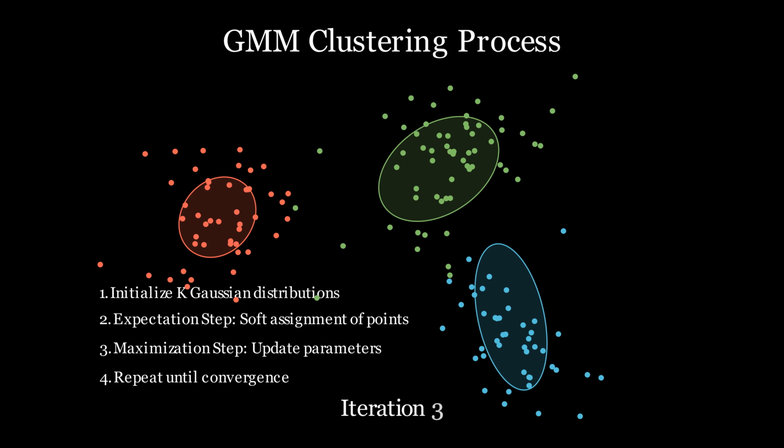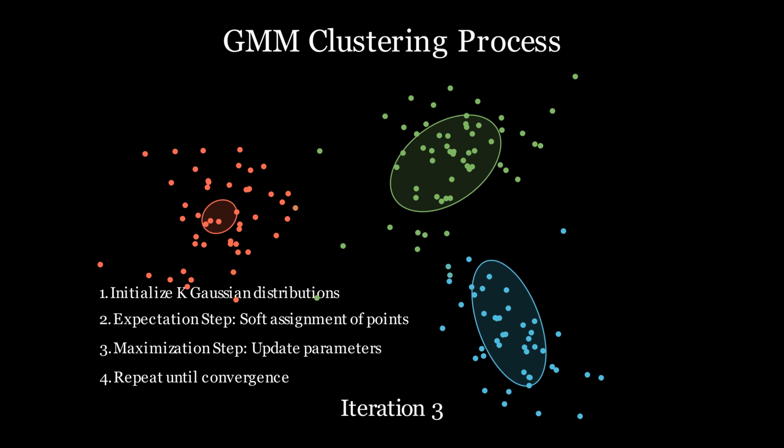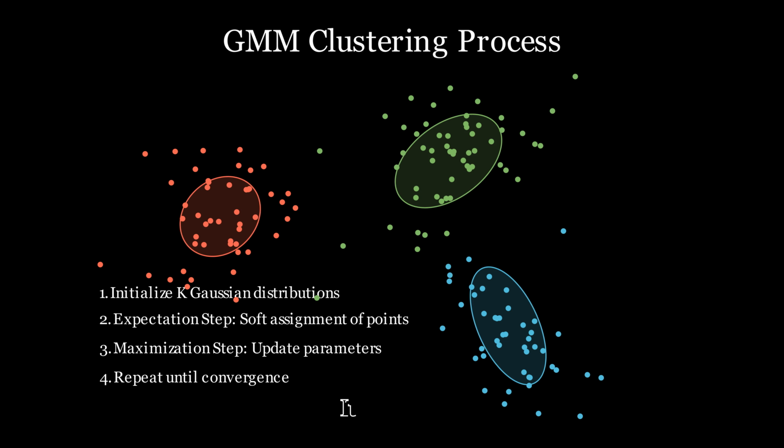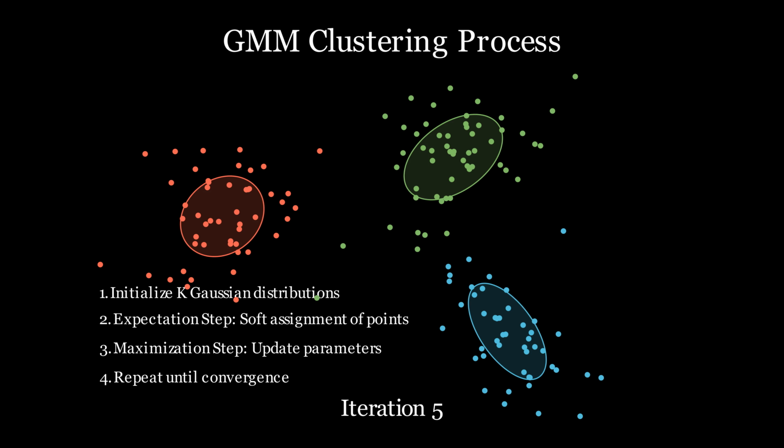Iterations 3, 4, and 5 follow the same pattern: points are colored by their most likely cluster, and the Gaussians are updated to better fit the data.